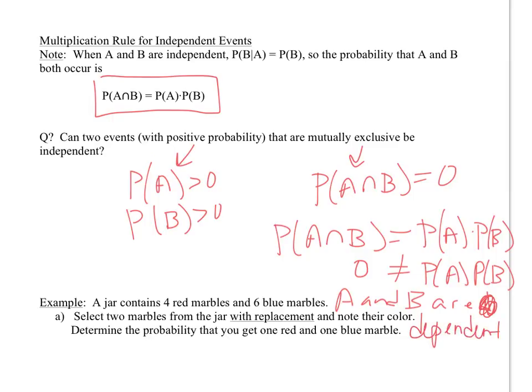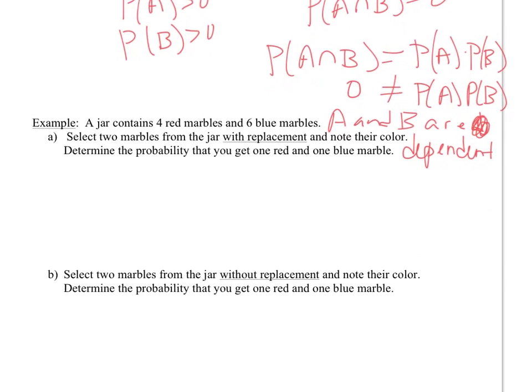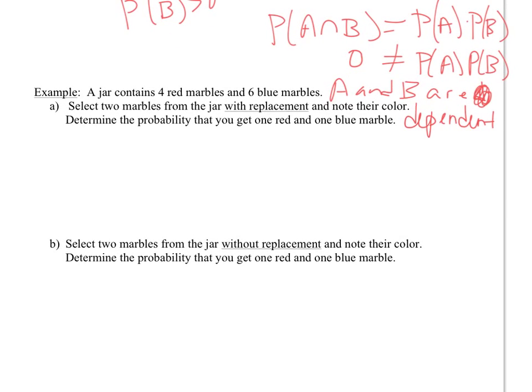On to my example here. If I have a jar with 4 red and 6 blue marbles, and I'm going to select 2 marbles from the jar with replacement and note their color, determine the probability I get 1 red and 1 blue. So let's think about the marbles in the jar, and I'm going to demonstrate how I could organize a tree diagram.